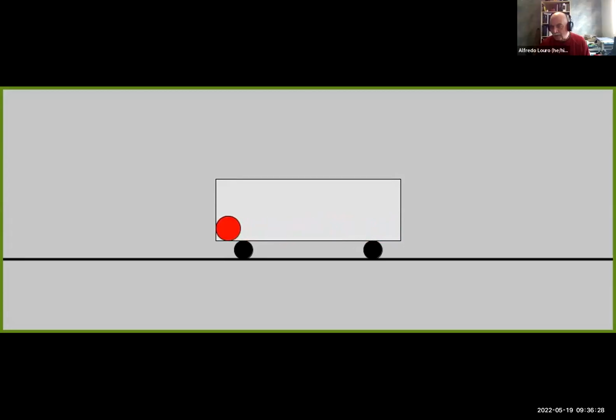That's what happens. The ball, for no reason, rolls back to the back of the train. It accelerates to the back of the train because remember the ball was stationary to begin with, and then it accelerates towards the back, right?